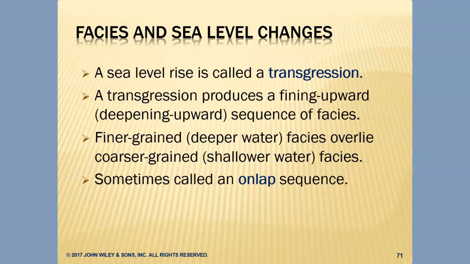A sea level rise is called a transgression, and a transgression produces a fining upward sequence of facies. Think about it. As the water rises, we're going to get the deeper water facies depositing on top of the shallower water facies. So we'll have a siltstone deposited on top of a sandstone, or a claystone deposited on top of a siltstone, deposited on top of a sandstone, deposited on top of gravel. That is an example of transgression, a sea level rise. These are sometimes called ONLAP sequences. So if you read that word ONLAP, it's the same thing as transgression, sea level rise.